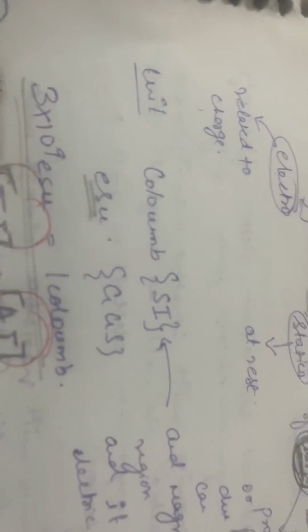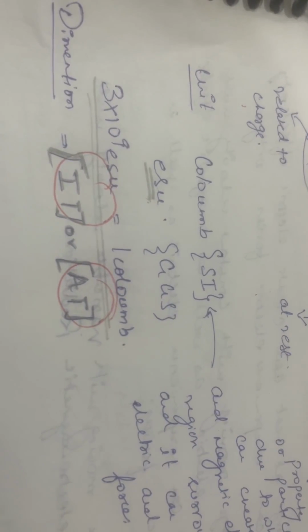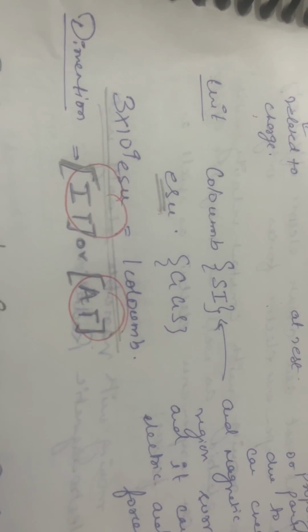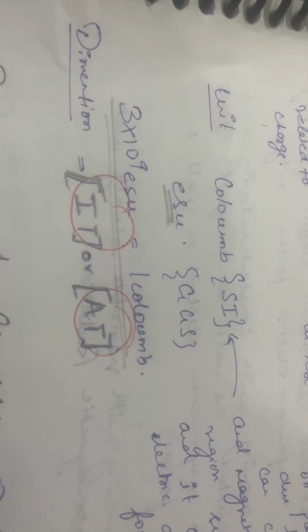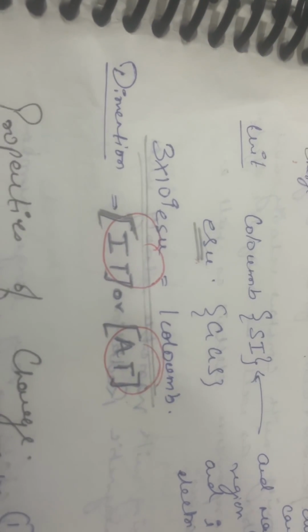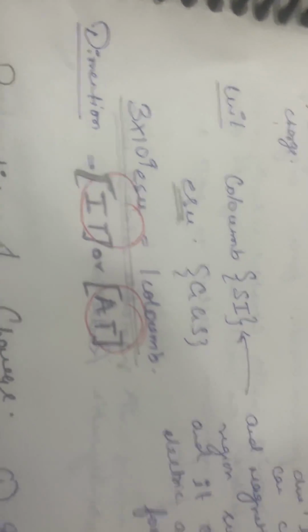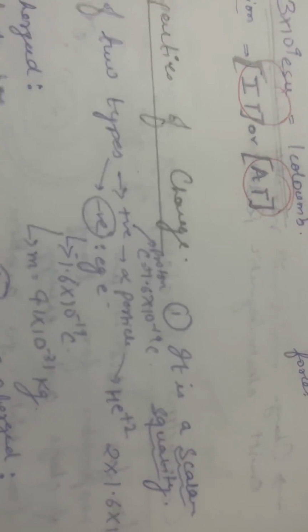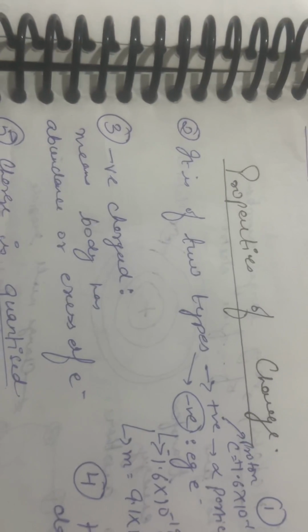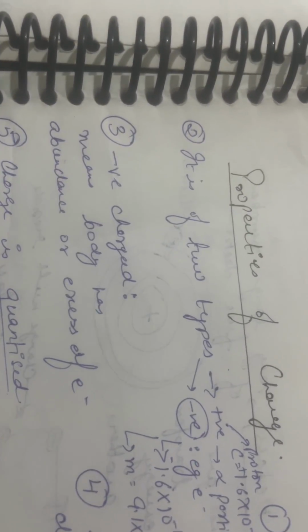Now the SI unit of charge is coulomb, and the CGS unit is ESU, and 3 into 10 to the power 9 ESU is equal to 1 coulomb. The dimension of charge is IT or AT. Now, properties of charge. Basically charge is a scalar quantity and there are two types of charges: one is positive charge and one is negative charge.